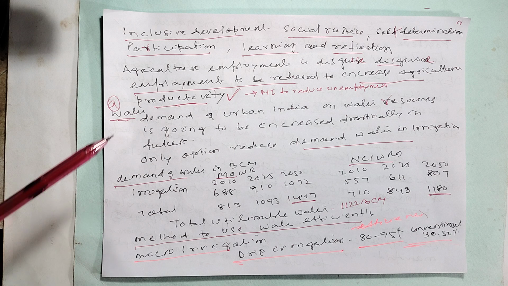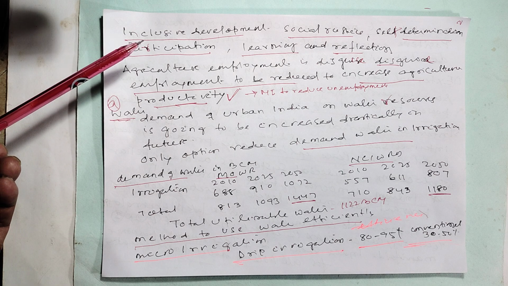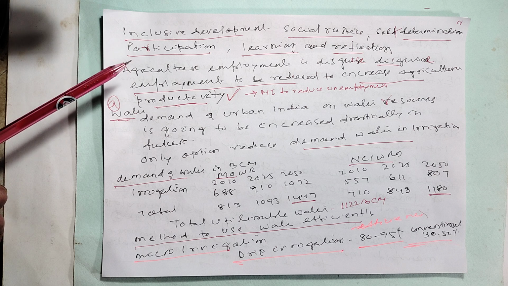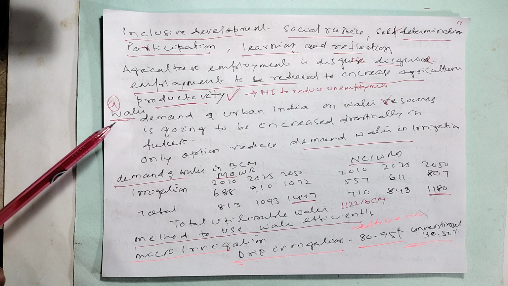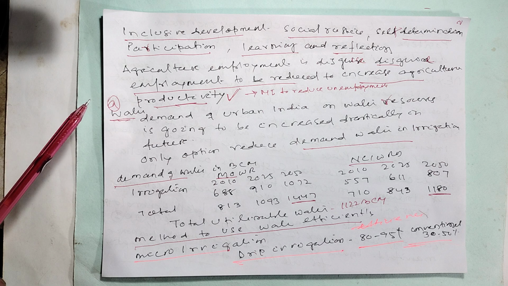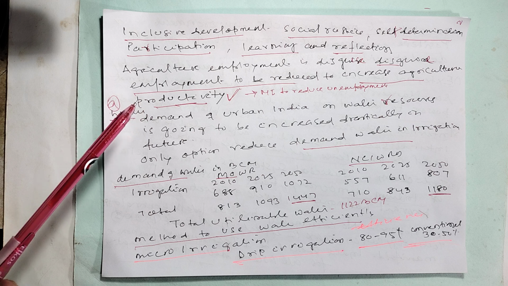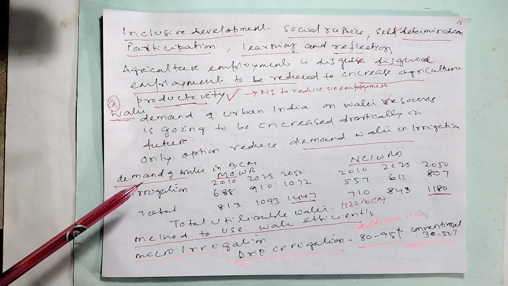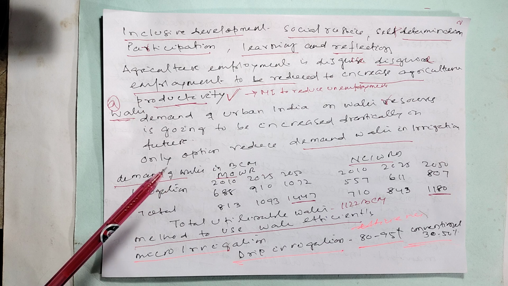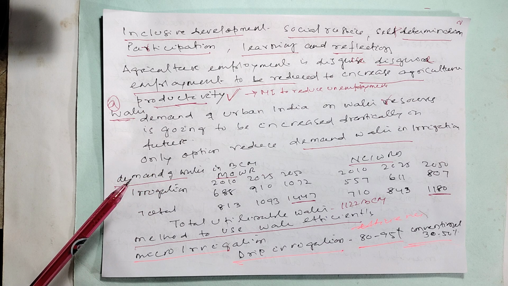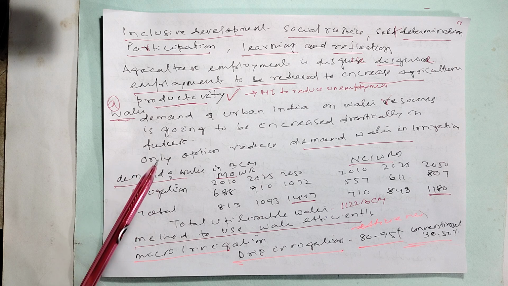This is the definition of inclusive development: social justice, self-determination, participation, learning and reflection. Agriculture productivity should be increased. That is the most important. Water is the main problem, because industry needs more water. You cannot ignore industry. So the excess water used in irrigation should be reduced, so that production of the primary sector is not reduced, but surplus water can be transferred to other sectors.